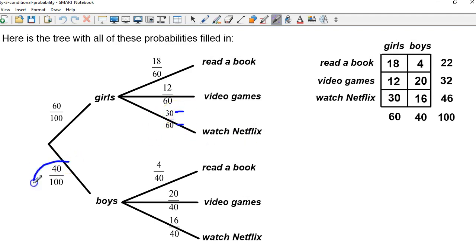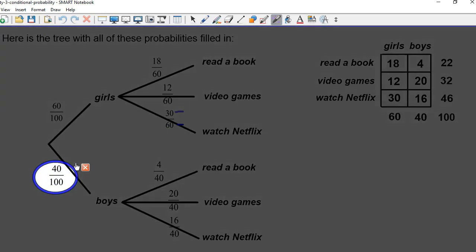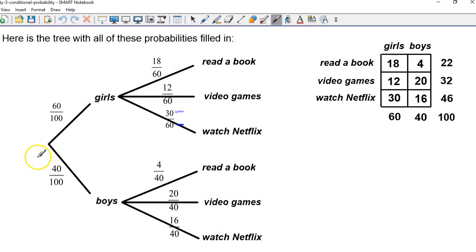If I looked at, say, this probability to compare, that's a simple probability. It's just the probability of being a boy, period, out of all 100 students. So out of all 100 students, 40 of them are boys, so 40 out of 100. And you can look and check all those probabilities if you want to pause the video.